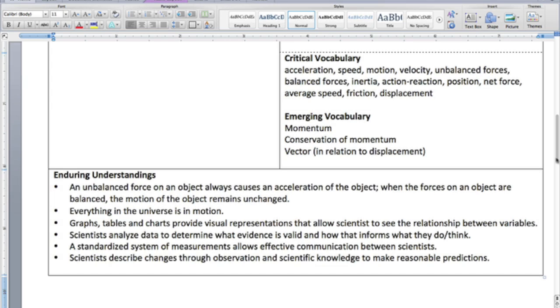In the critical vocabulary section, science has added emerging vocabulary. These words can be used by the teacher when talking with students, but the students will not be tested over them within this unit. Not every unit has emerging vocabulary, especially at the high school level.